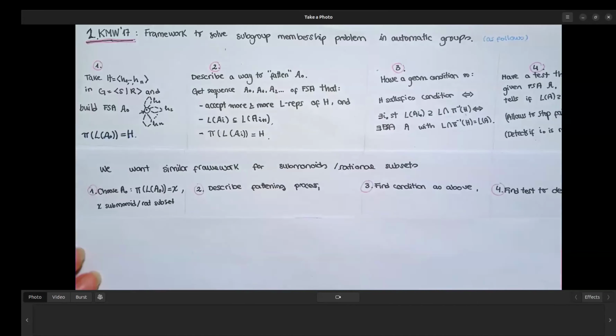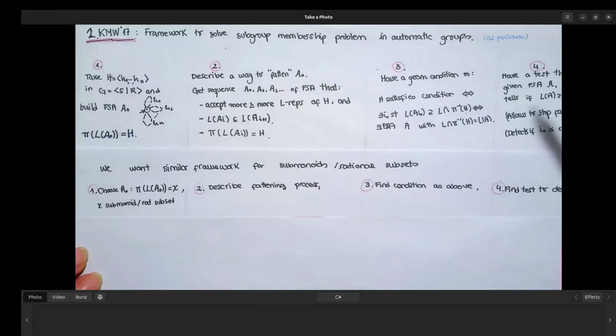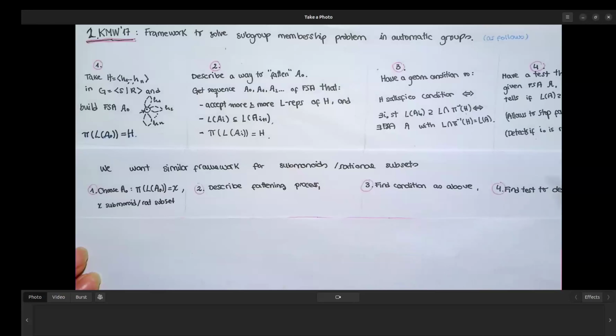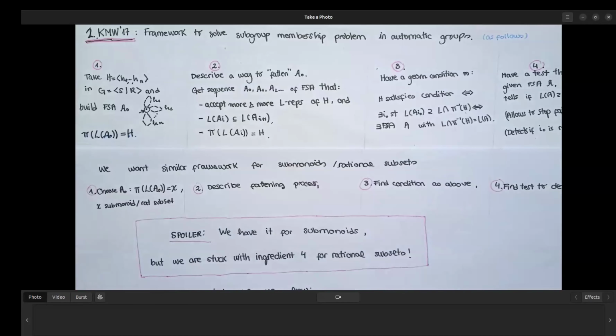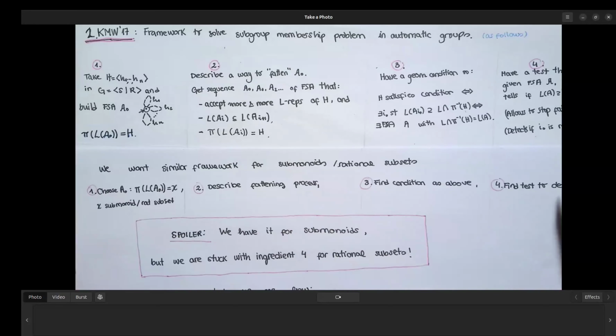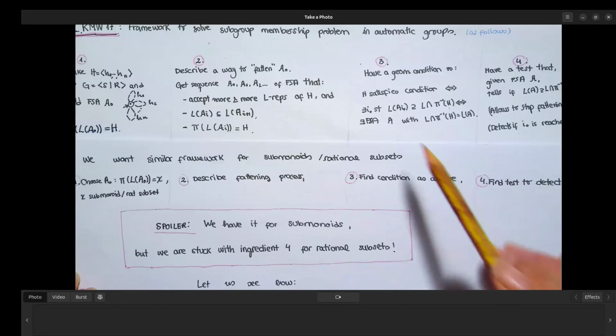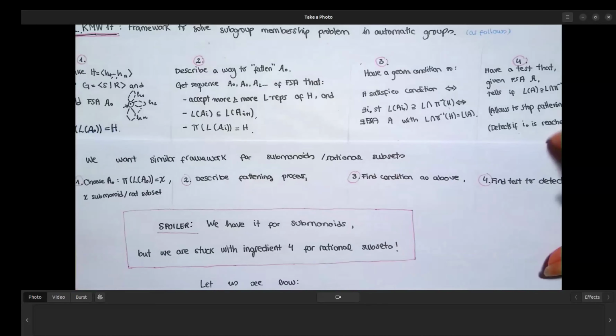And what we want to do is to have a similar framework, but that works also for submonoids or for rational subsets and not just for subgroups. So we need to fill in these 4 bits. We need to find some initial object, describe some fattening process, and then find conditions under which this works. And as a spoiler, we have a framework that works for submonoids, but this last part we cannot do for rational subsets, so we don't know how to find a test that detects the iteration I0 at which we need to stop.